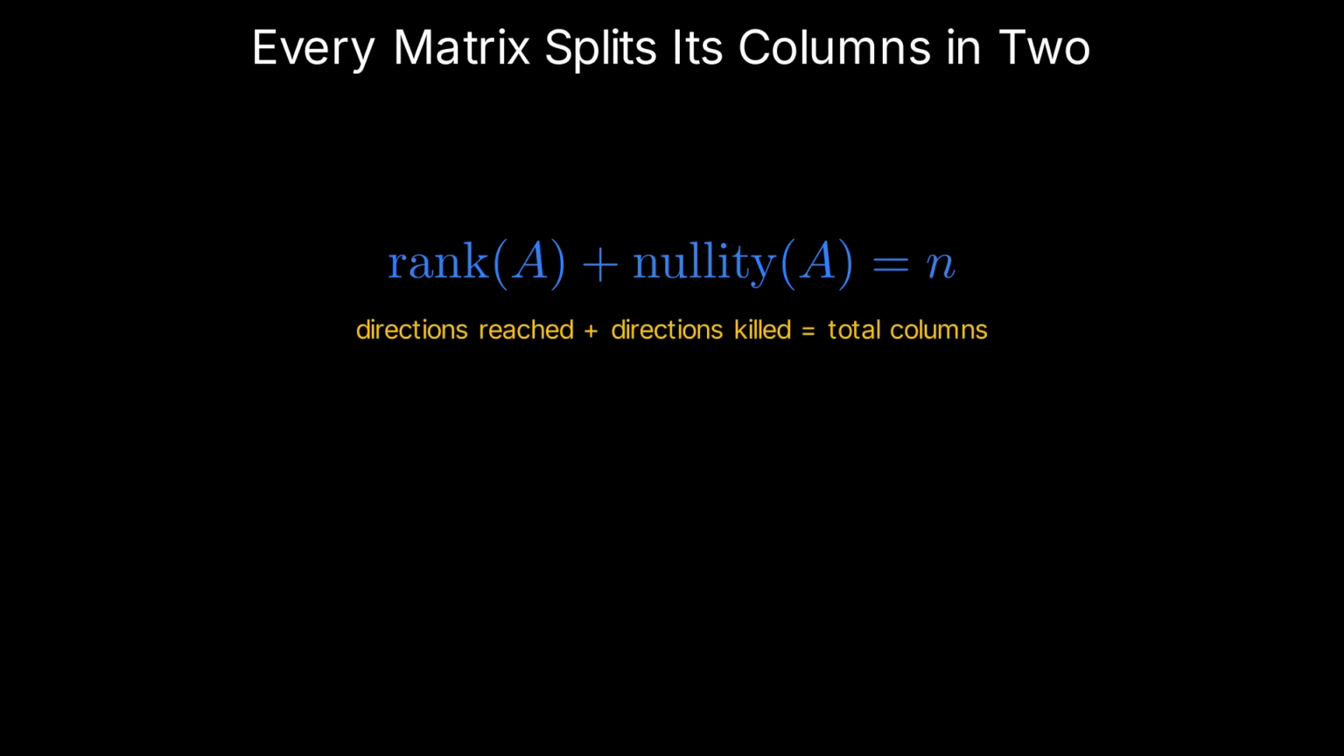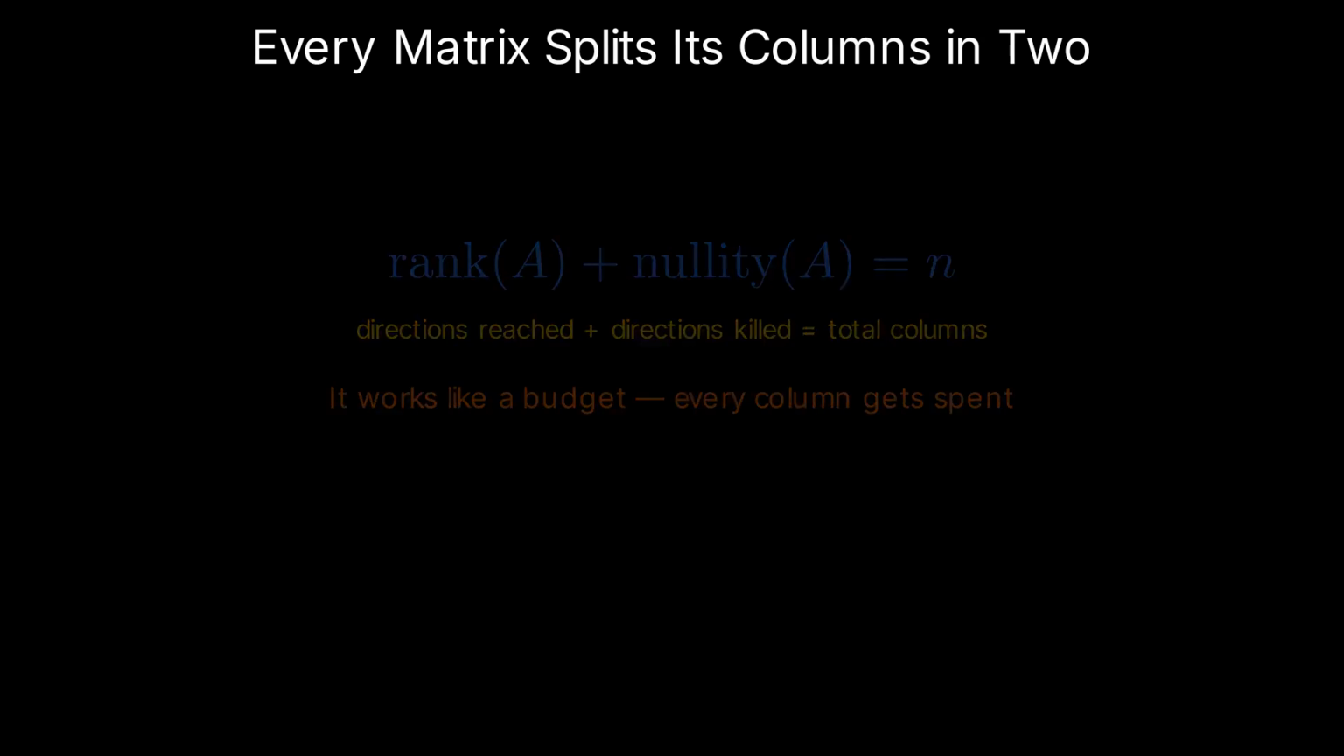Take any matrix, any size, any numbers, row reduce it, and something remarkable happens. The number of directions it can reach plus the number of directions it kills always adds up to the same thing: the number of columns. Always. No exceptions. This is the Rank-Nullity Theorem, and it works like a budget. Every column gets spent with nothing left over.